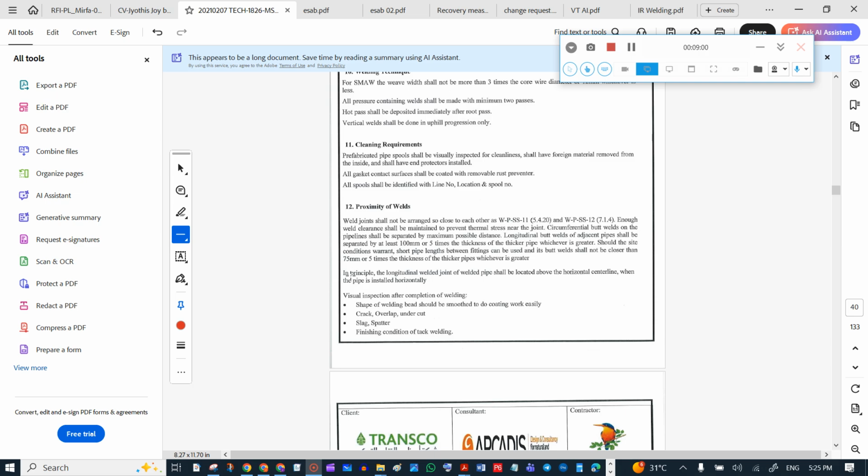Another thing we are examining during the visual inspection is that the longitudinal butt welds of adjacent pipes shall be separated by at least 100 mm or 5 times the thickness of the thicker pipe. Short pipe lengths between the fittings can be used, and butt welds should not be closer than 75 mm, 5 times the thickness of the thicker pipe.